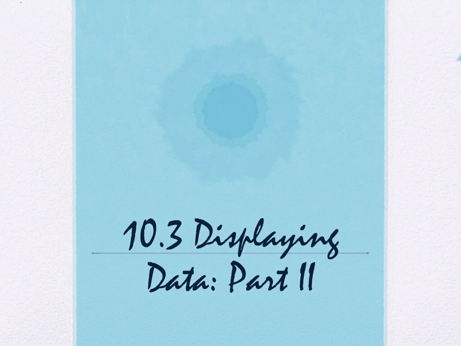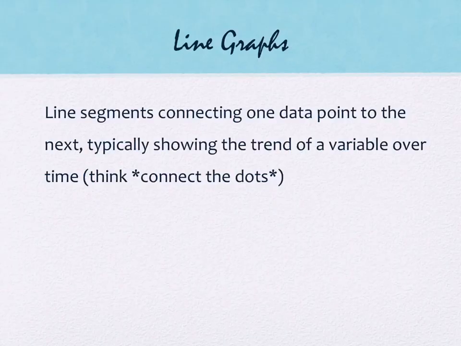These graphs are less about comparing categories of things and more about comparing how something's changing over time. Okay? So our first one we're going to look at is a line graph. A line graph is made up of line segments connecting one data point to the next, typically showing the trend of a variable over time. So you want to think like connect the dots, right? Like the kids' menu stuff at Chili's or whatever. Connect the dots. So you're connecting point to point with line segments.